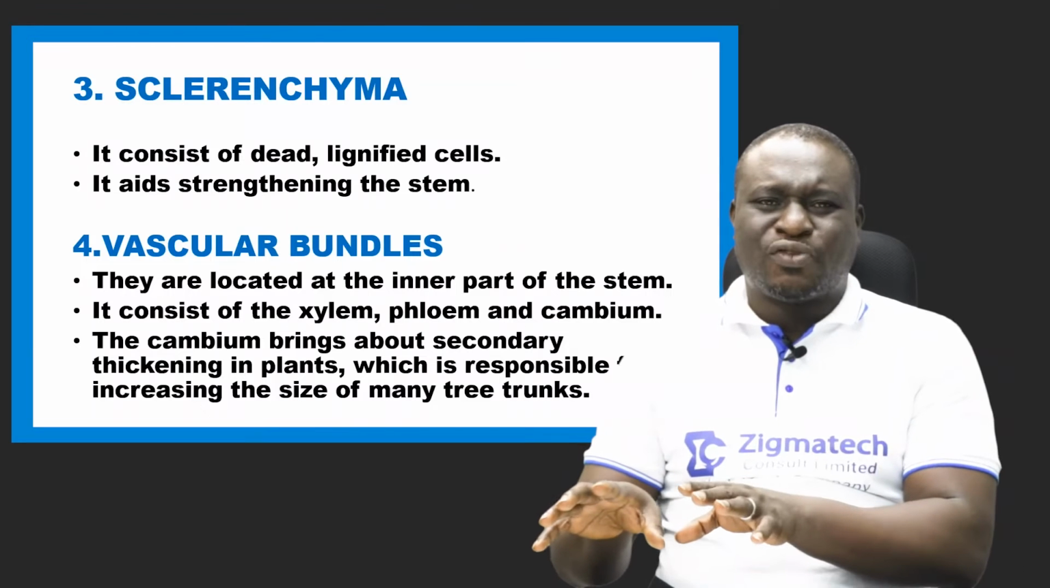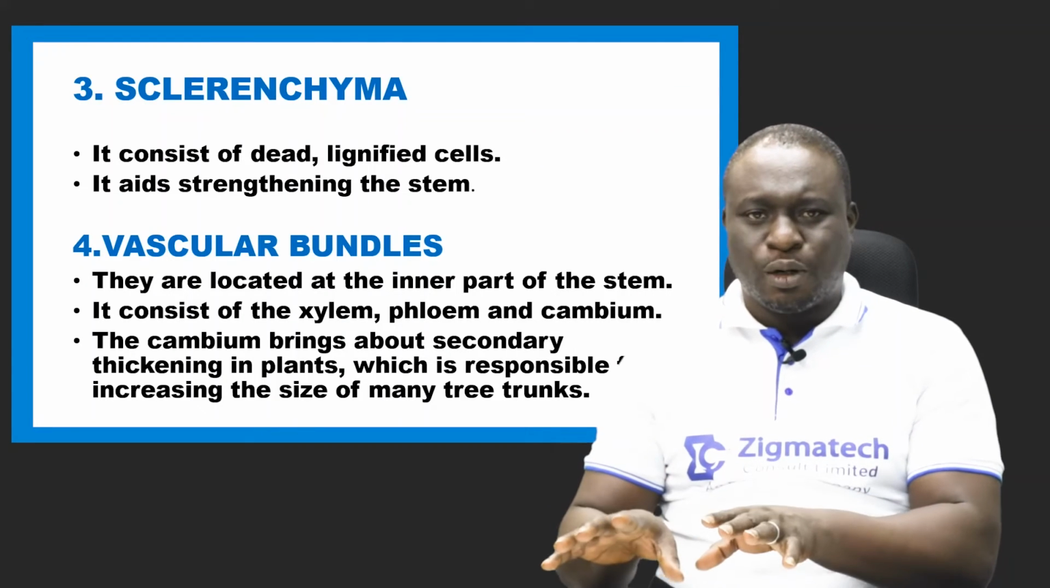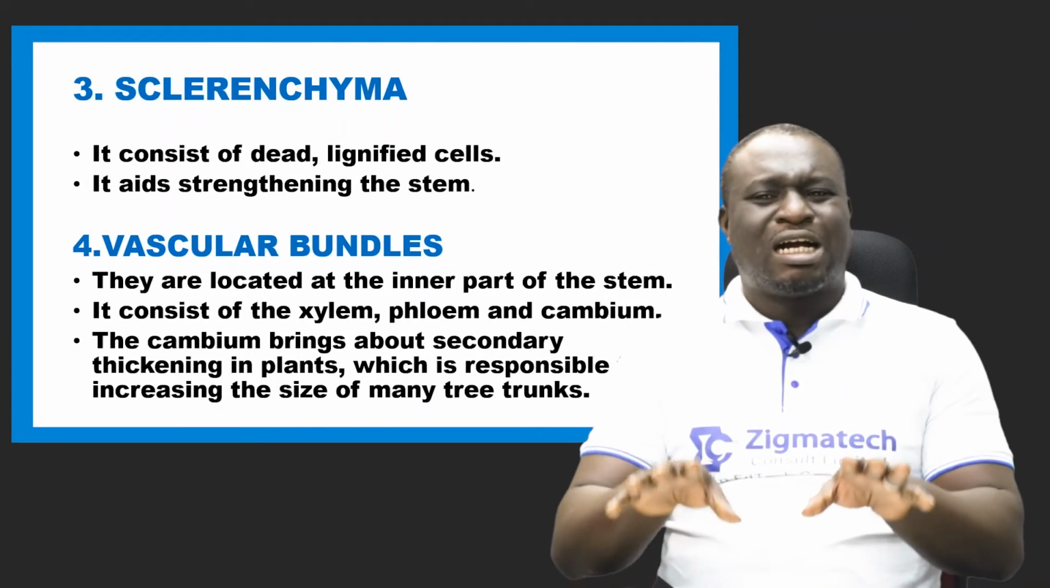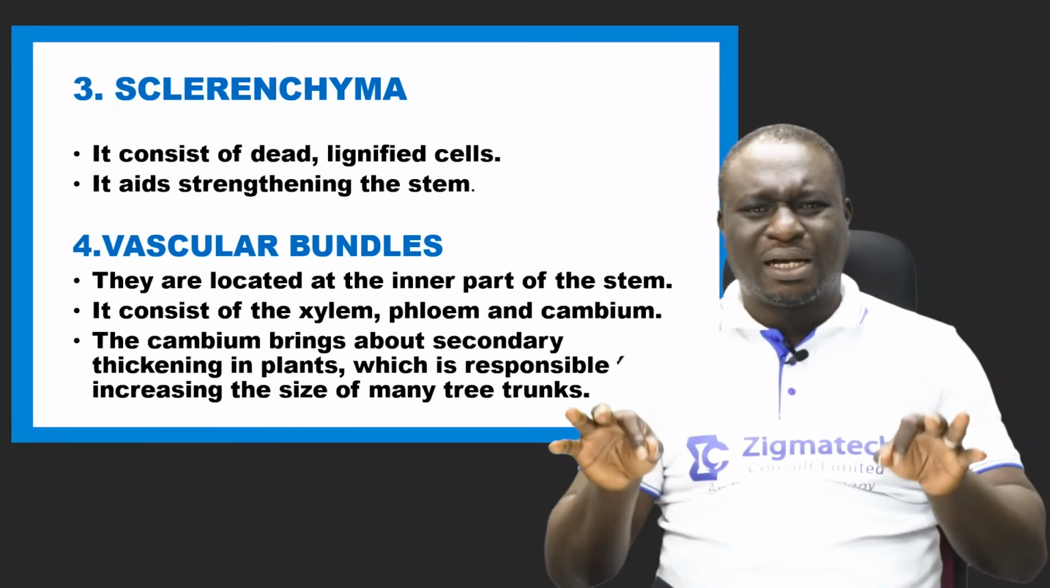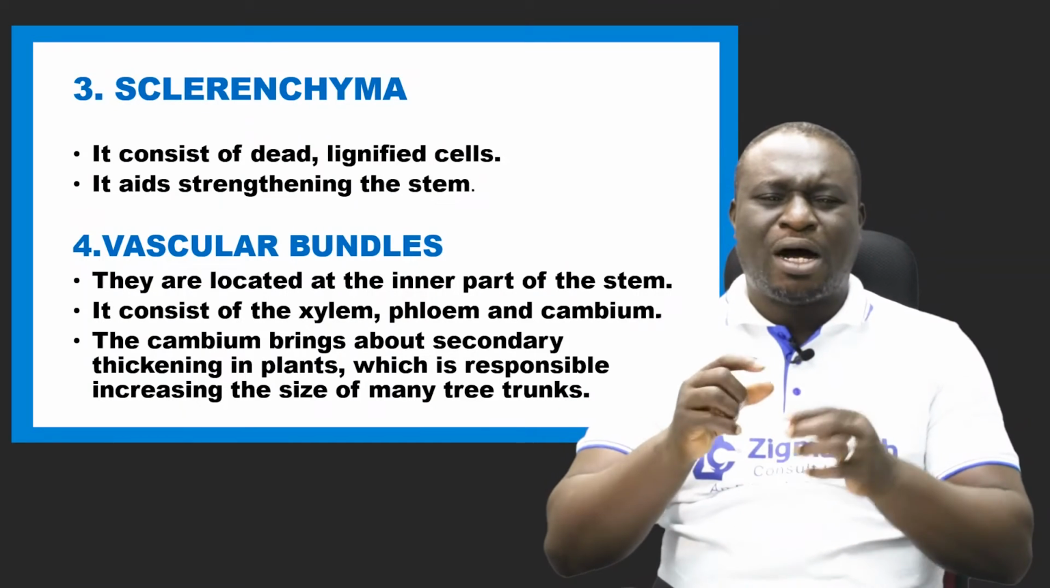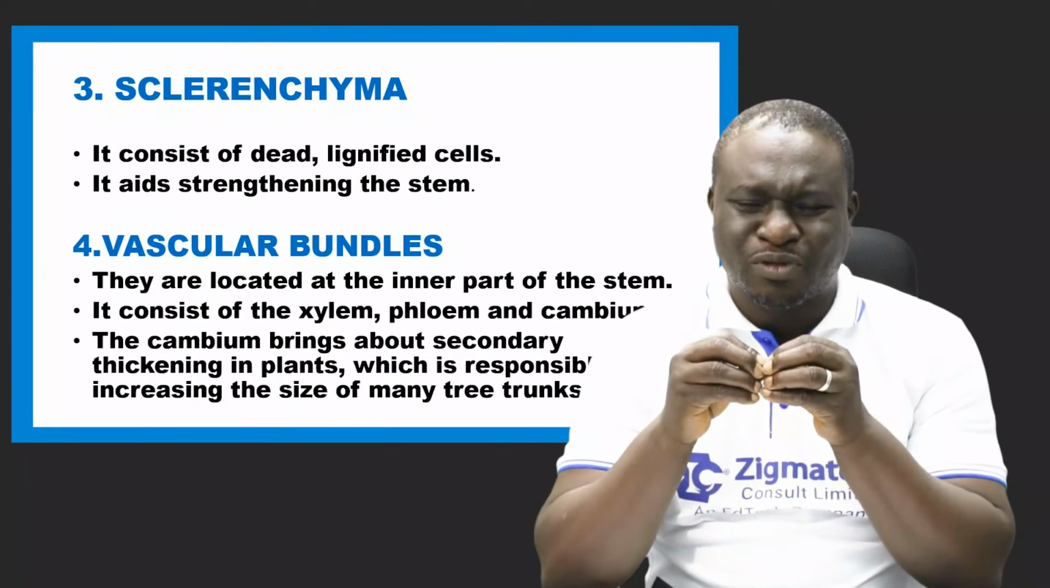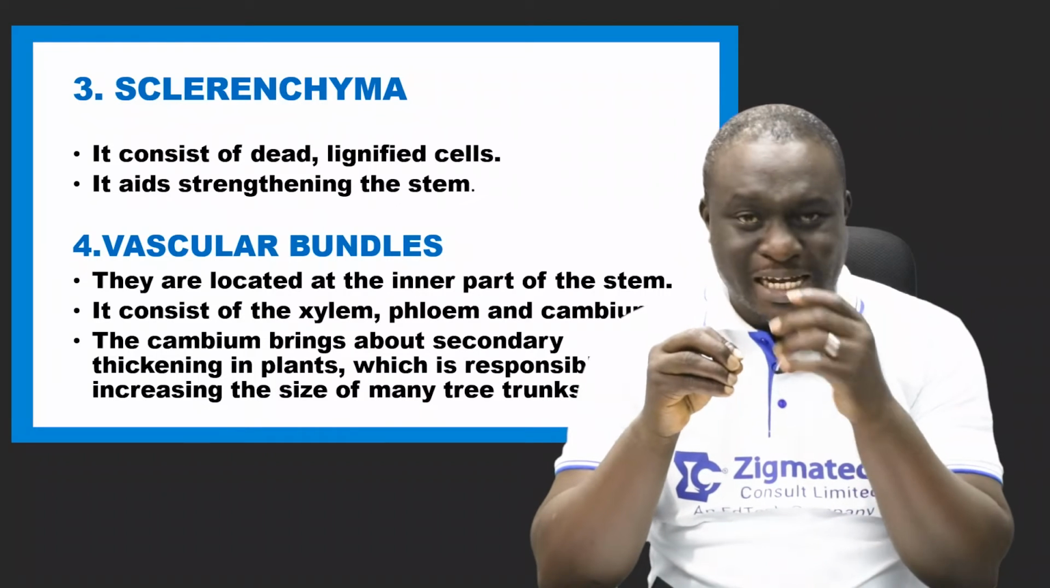Now the third part of the vascular bundle is the cambium. We didn't talk about the cambium. One of the major functions of the cambium is that it brings about secondary thickening in plants.